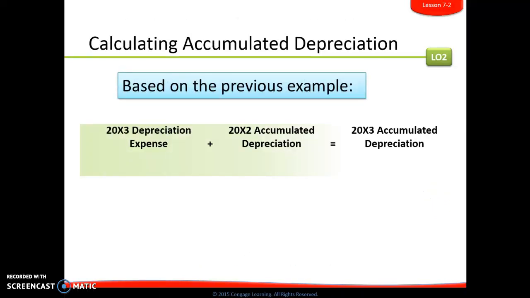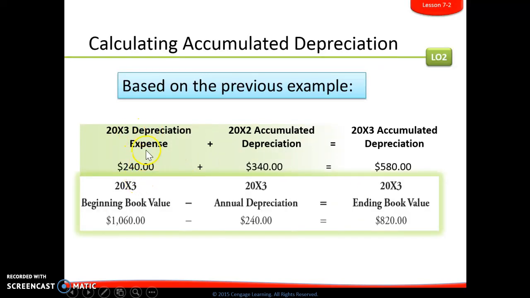Okay, calculating accumulated depreciation. I already went through this. So here it has depreciation expense for year 3 plus the accumulated depreciation, and that will give us our accumulated depreciation after year 3. Ending book value, we're going to take our beginning book value of year 3 minus our depreciation of year 3 to get our ending book value.